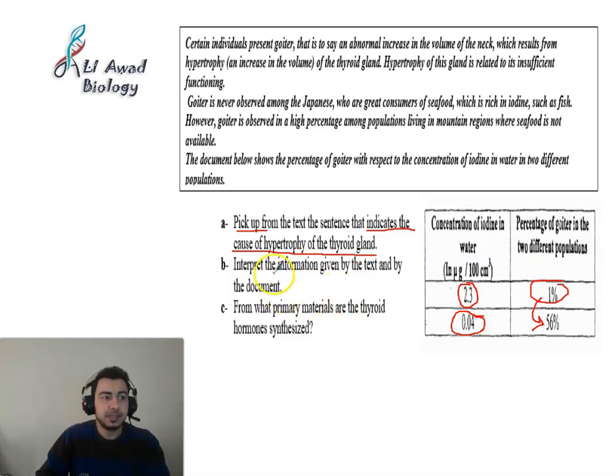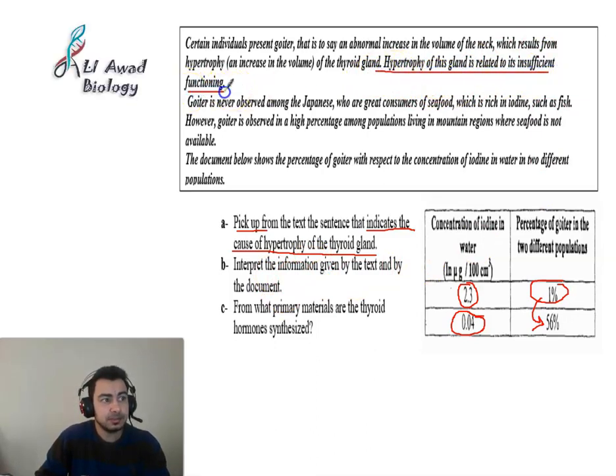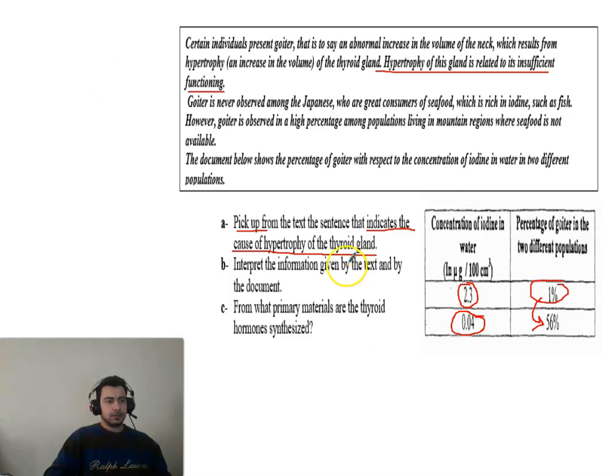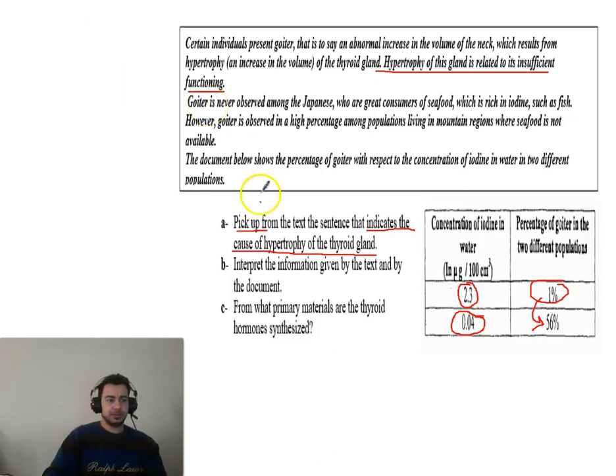Let's search the text together for the cause of hypertrophy. Look, hypertrophy of this gland is related to insufficient functioning. Okay, so hypertrophy of this gland is related to insufficient functioning. That means the cause is abnormal functioning. When the thyroid gland becomes non-functional, this leads to hypertrophy.